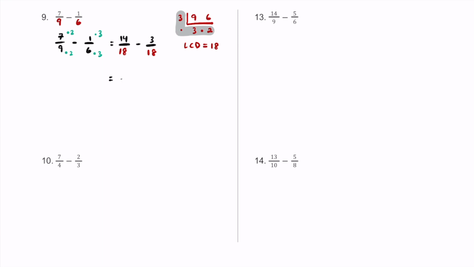We have common denominators of 18, so let's go ahead and combine this into one fraction. And we have 14 minus 3, which is 11. So we're going to have a final answer of 11 over 18.